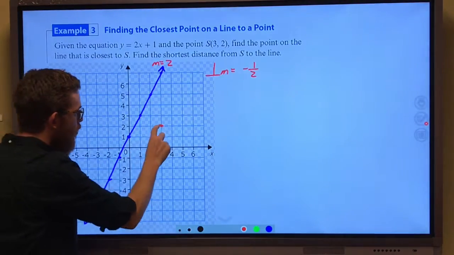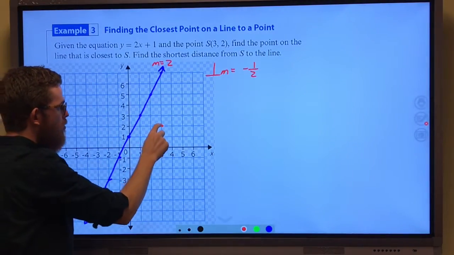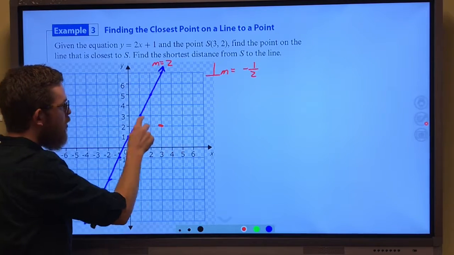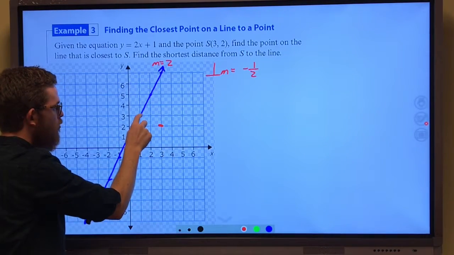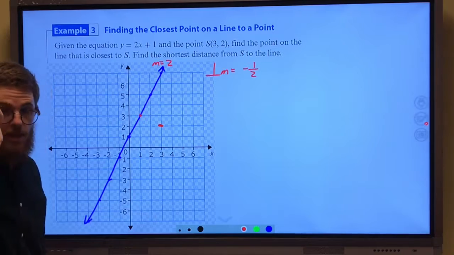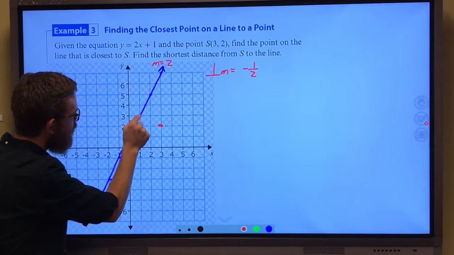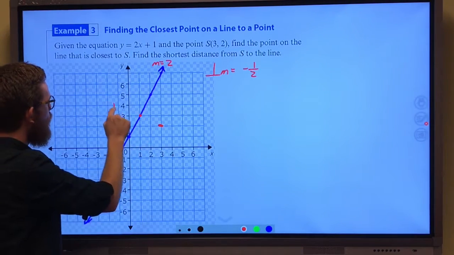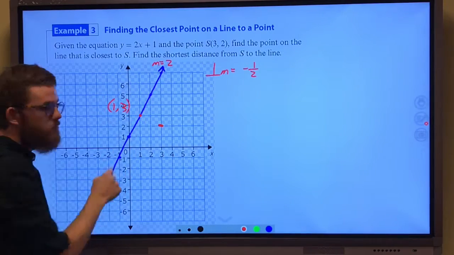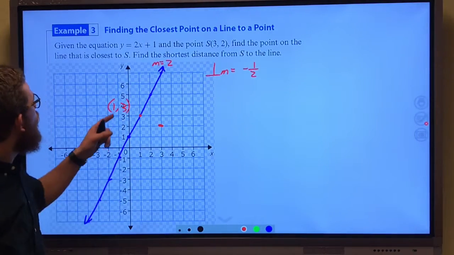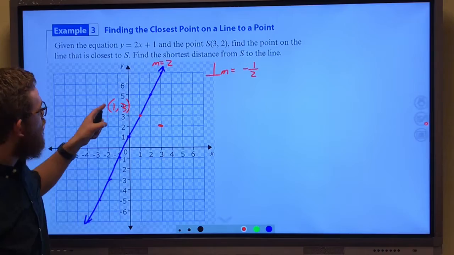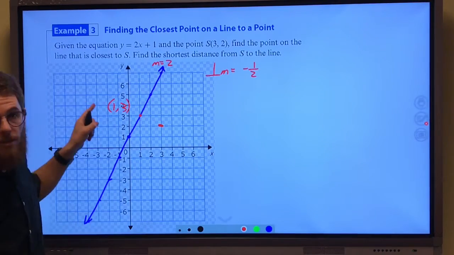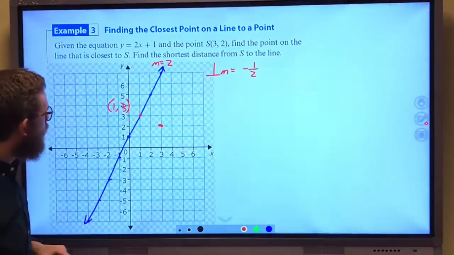So starting at my point that I have to go through, I'm going to go down 1 over 2, but I'm going to go closer to the line, so up 1 over 2 to the left. And I can see where I intersect. I intersect that line at the point (1, 3). And so the point on this line closest to S is the point (1, 3).